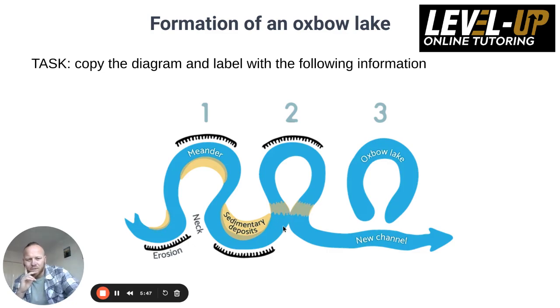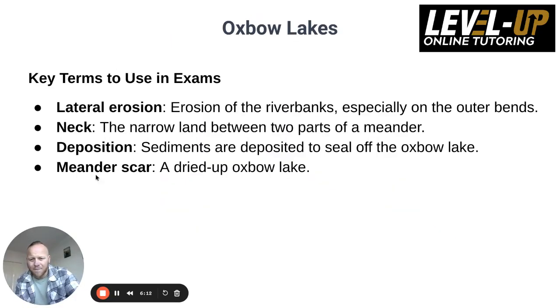Because the water's pushing through and has created a new river channel, there's very slow water moving around here. Very slow. And remember, if it's slow, there's going to be deposition. So sediment will start to build up here. Fast forward, the sediment's completely built up here. So you've got a brand new river channel, and then you've got the old meander here, which is called an oxbow lake. And eventually that's going to dry up and leave behind a meander scar.